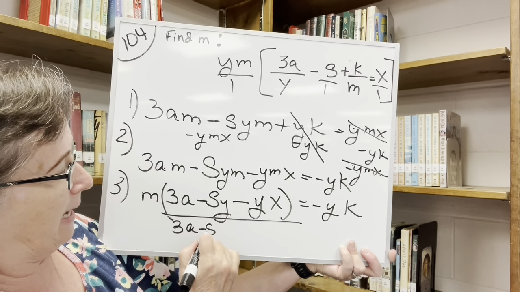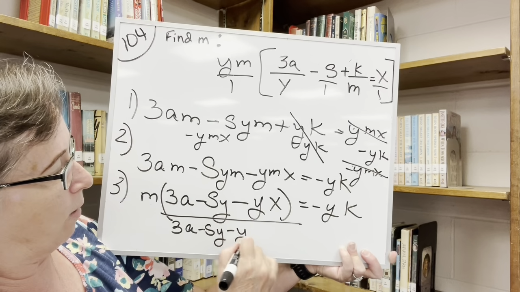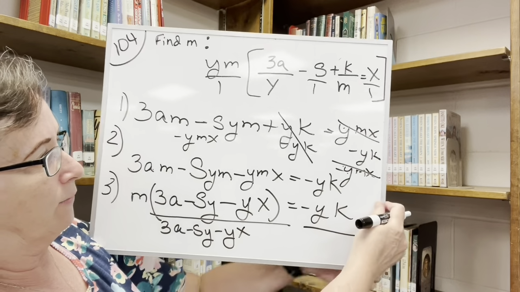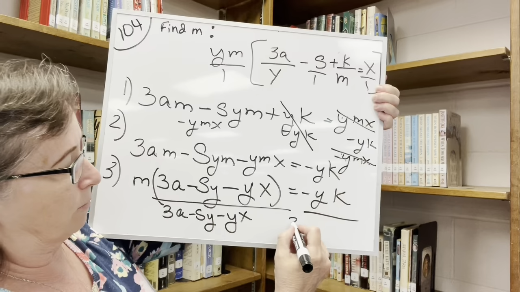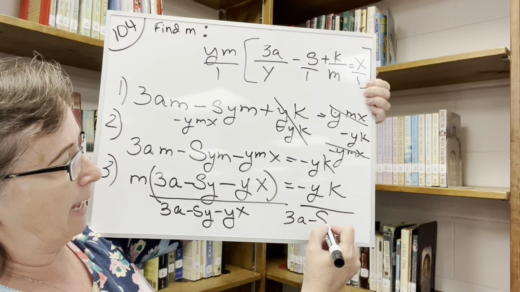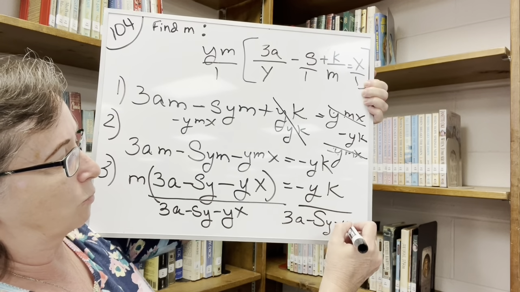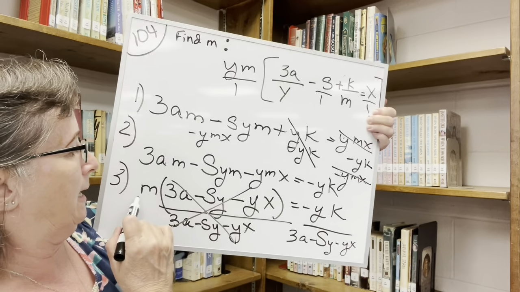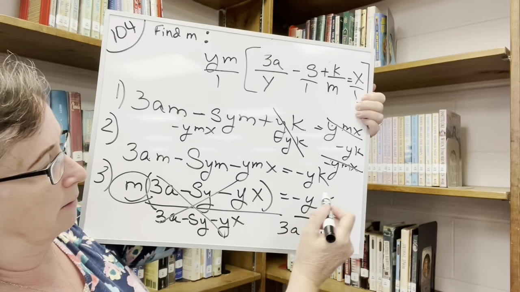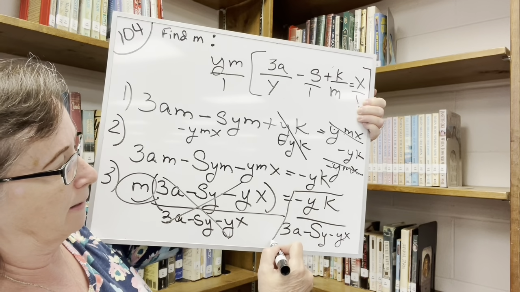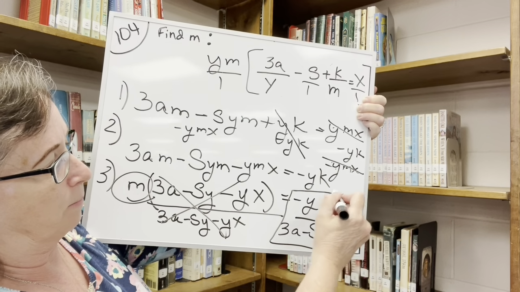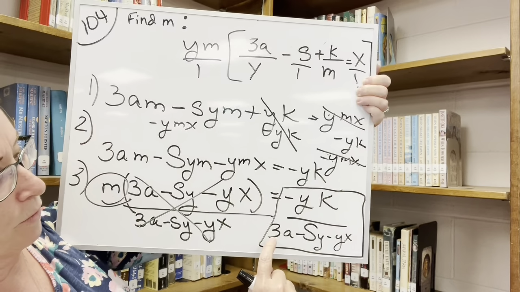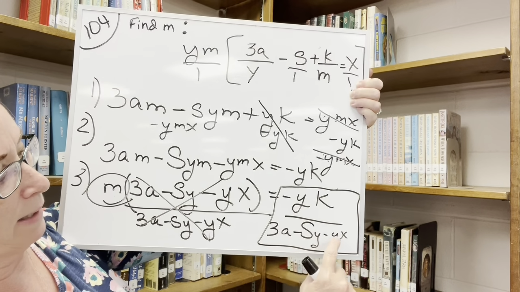So since I'm solving for m, don't I want to divide everything? 3a minus sy minus yx, divide this side by 3a minus sy minus yx. So this cancels out, and I get m equals negative yk over 3a minus sy minus yx.